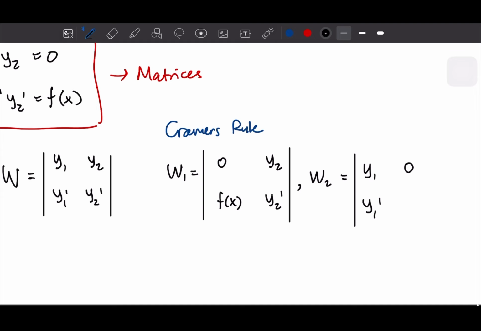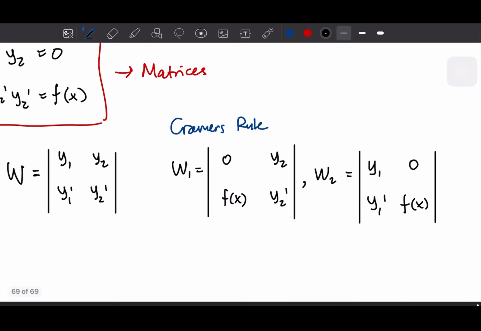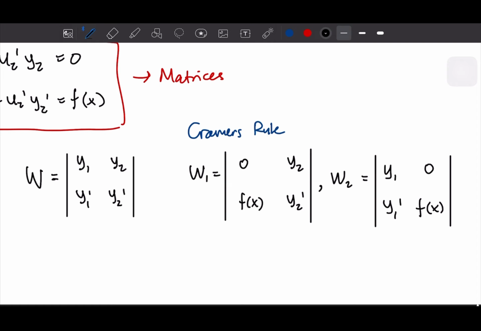And this will be 0 and f of x. Okay. So Cramer's rule states that u1 prime is this, and u2 prime is this, where the Wronskian is the determinant. So you are finding the determinant, and you put it here, and you can easily get u1 prime. And it can be used in most variation of parameters problems.